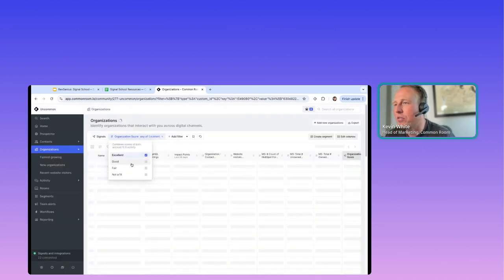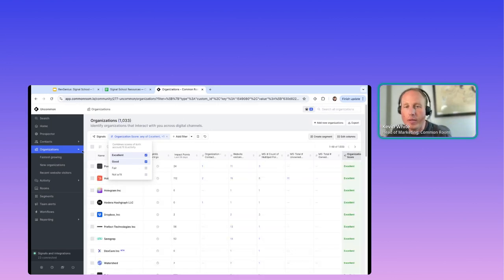Organization score of at least good or excellent. So that helps you with prioritization and also grouping together all of that signal within different contexts.